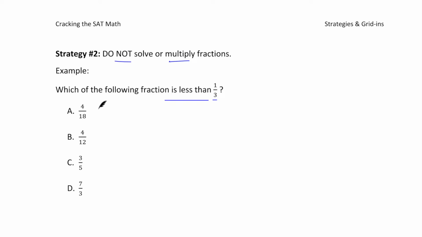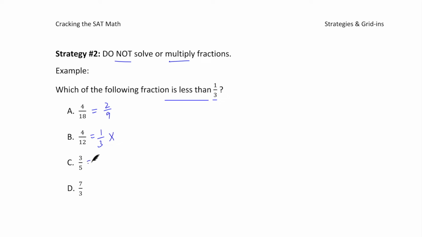Okay, let's have a look at option choice A, 4/18. I don't know the exact answer of this, but I know if I simplify it, I will get 2/9. That's it. Leave it there. 4/12 is 1/3. You can easily eliminate this option. Why? Because our target answer states that we need a fraction that is less than 1/3.